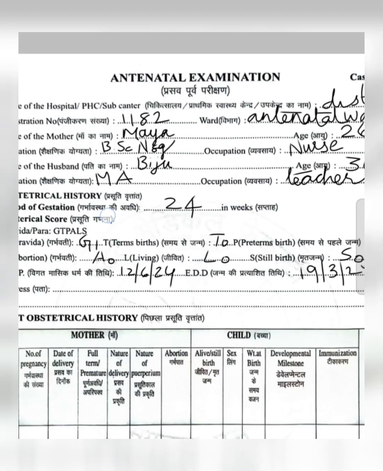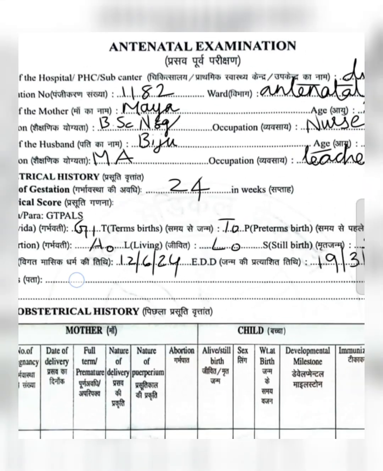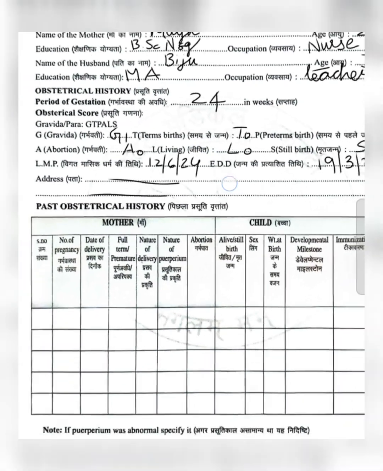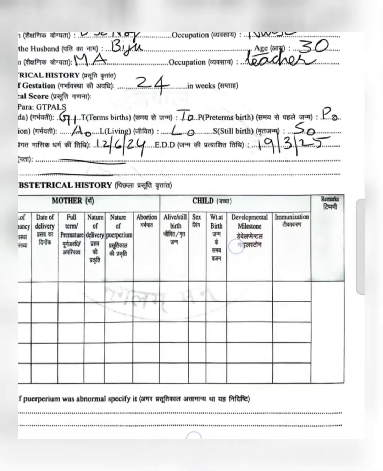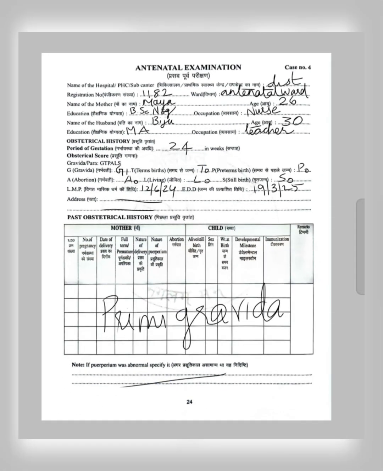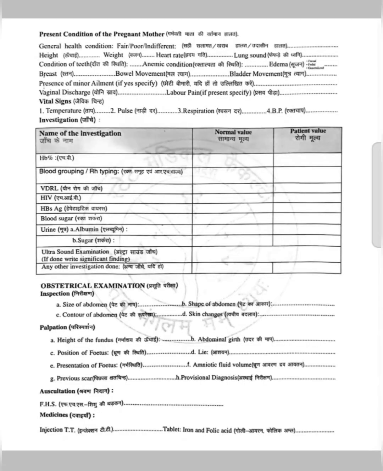So after that, the address you can write anything here. I am not writing any addresses here. So this is our primary gravida mother. So that's why she is not having any past obstetrical history. So that's why I am writing primary gravida here. Sorry, primary gravida. If puerperium was any abnormality, so there is no any other abnormalities. That's why I am writing nothing significant or nothing is there.